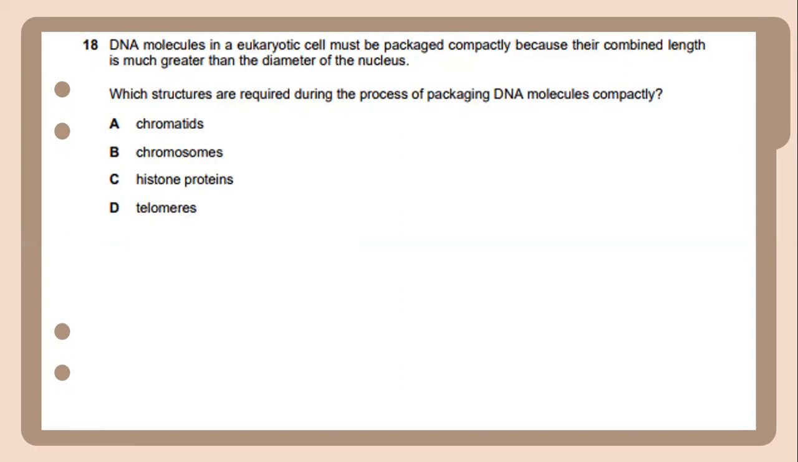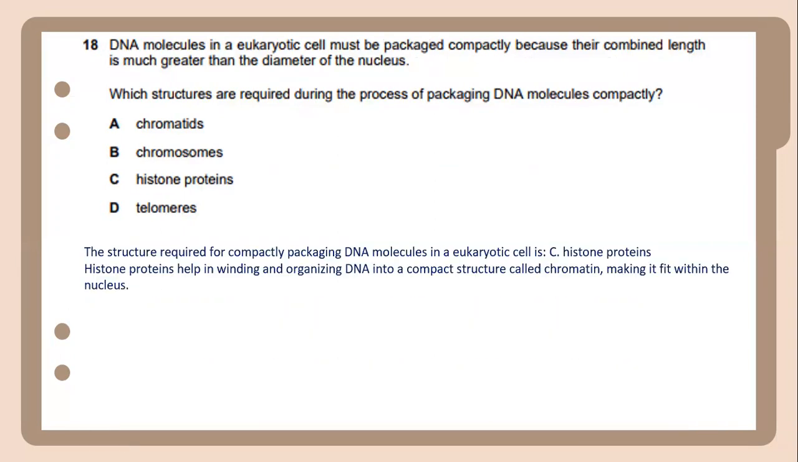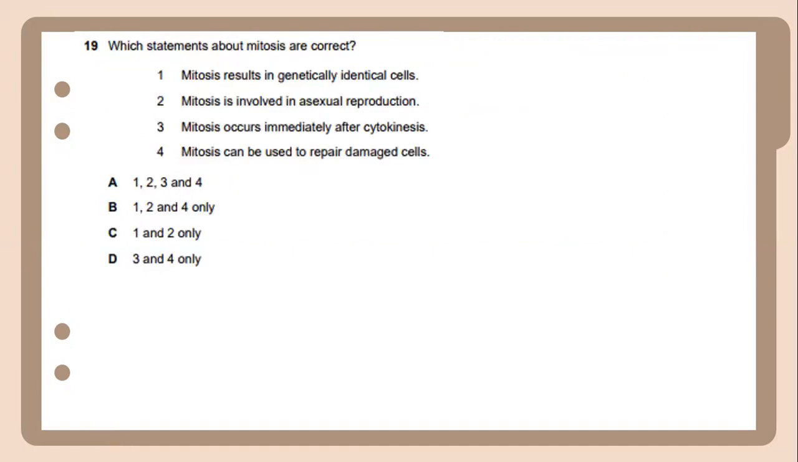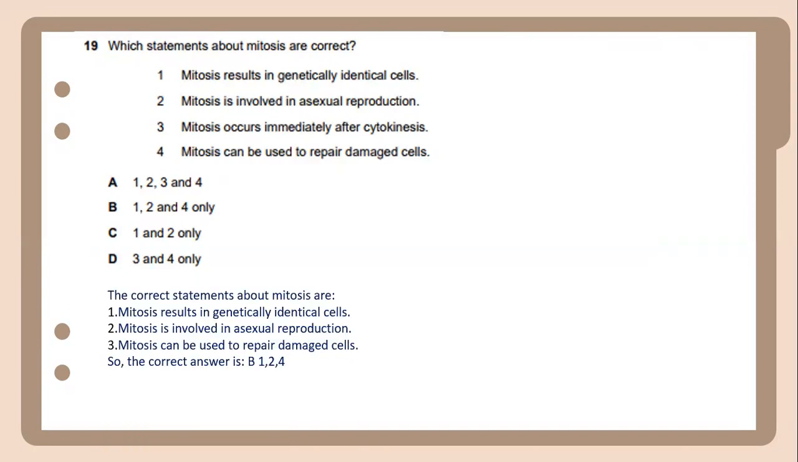DNA molecules in eukaryotic cells must be packaged compactly because the combined length is much greater than the diameter of the nucleus. Which structures are required during the process of packaging DNA molecules compactly? The structure required is histone protein. Histone protein helps in winding and organizing DNA into a compact structure called chromatin, which makes it fit within the nucleus.